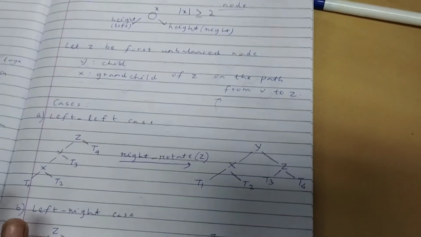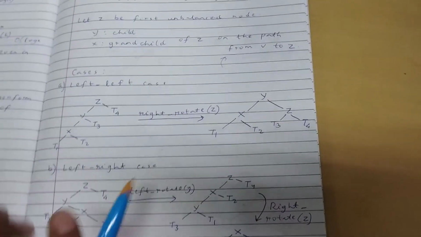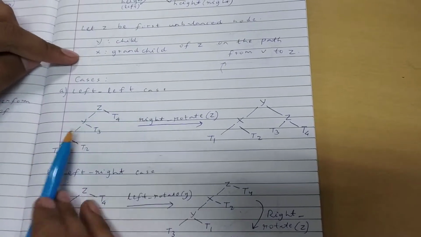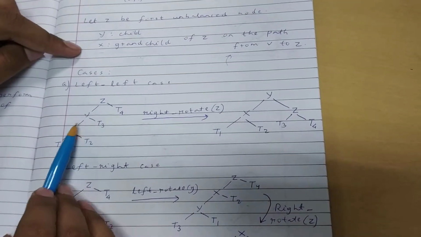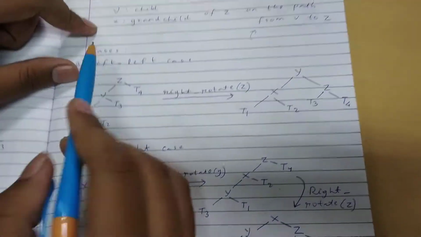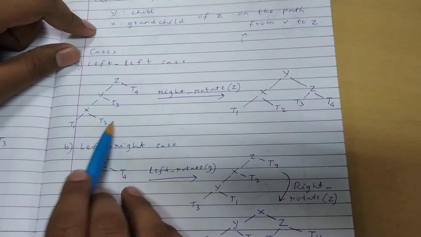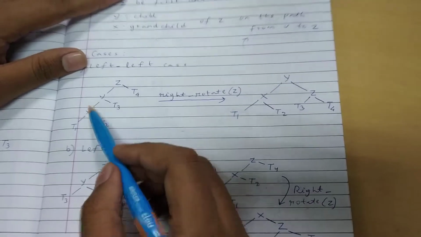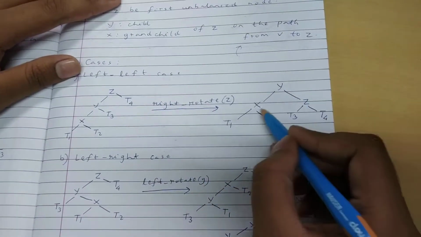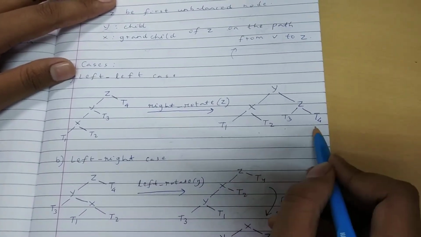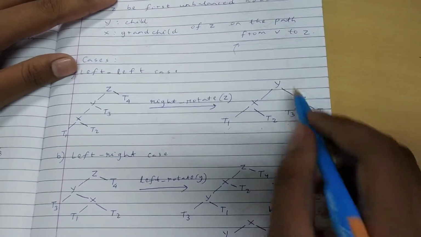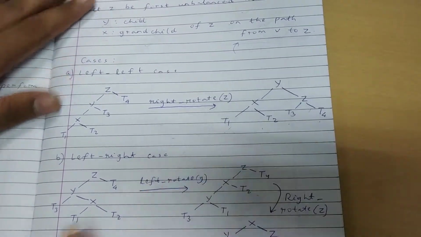So now we have the cases, since we have to balance our tree. First is the left case, where Y is the left child of Z and X is the left child of Y. Then simply right rotate Z. T1, T2, T3 and T4 are subtrees. So Y goes up, with X and Z as its children, and now all the nodes have become balanced.